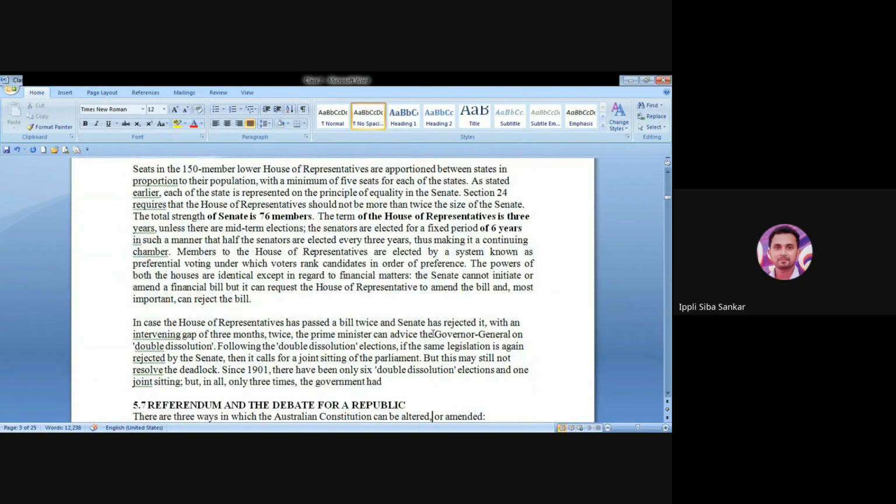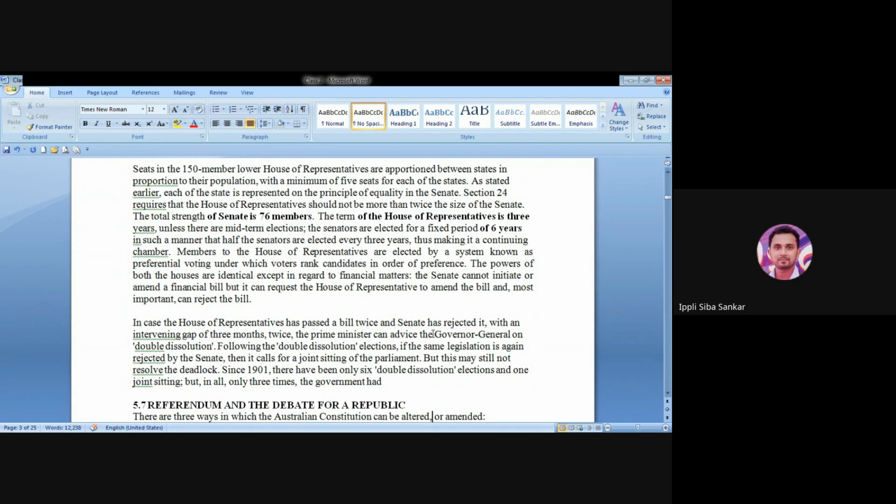Members of the House of Representatives are elected by a system known as preferential voting, under which the voter votes for candidates in order of preference. The powers of both houses are identical except with regard to financial matters. The Senate cannot initiate or amend a financial bill, but it can request the House of Representatives to amend the bill, and most importantly, it can reject the bill. It is the same process in India. The Lok Sabha is much more powerful in matters of financial bills. The Rajya Sabha is less powerful, whereas in Australia the Senate is much more powerful.